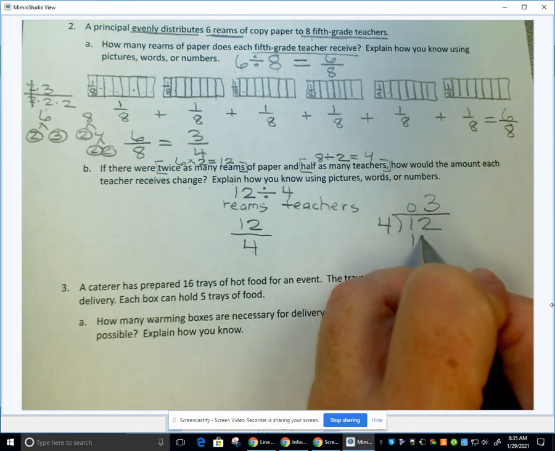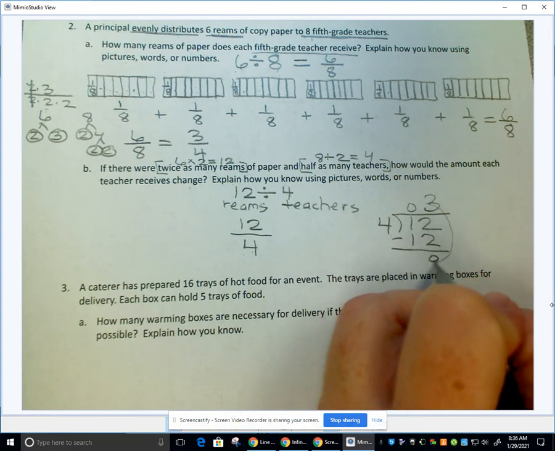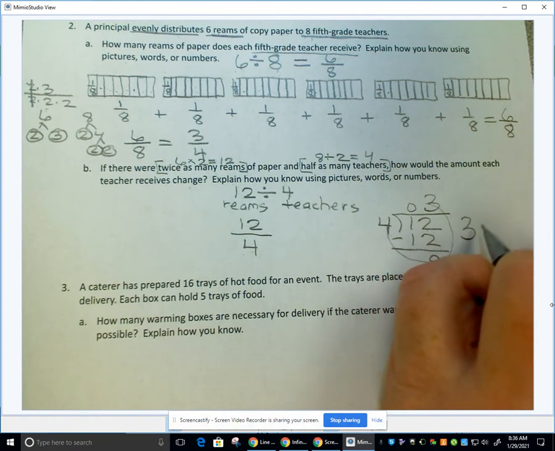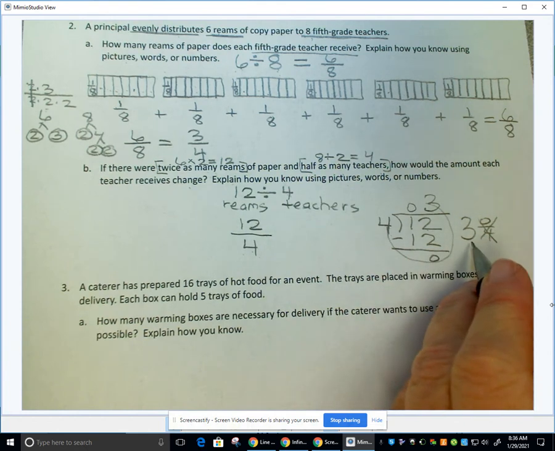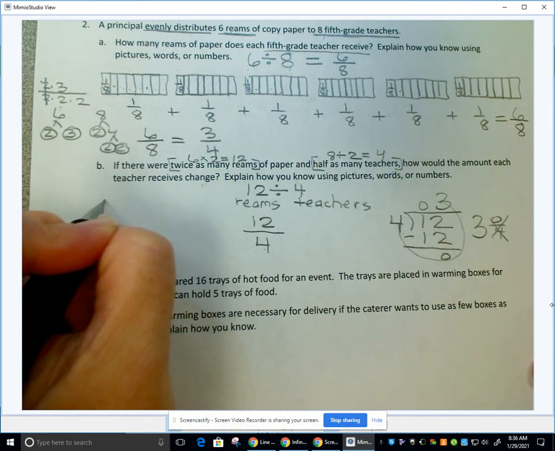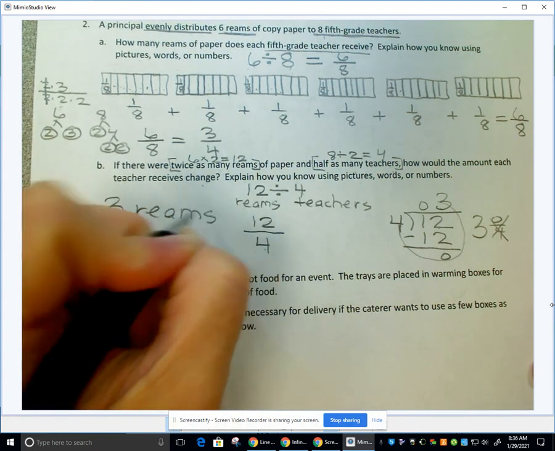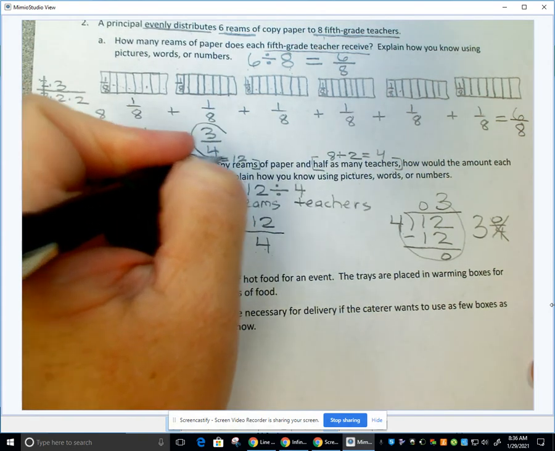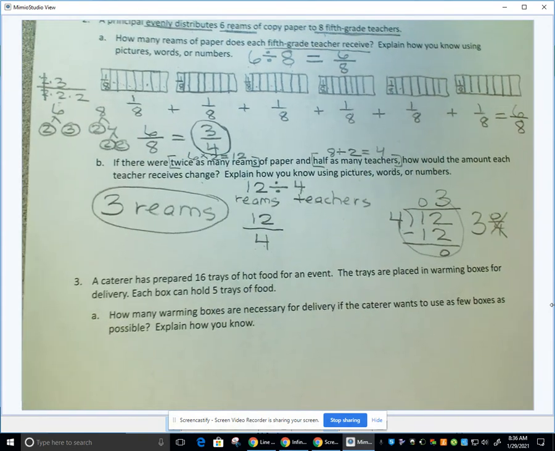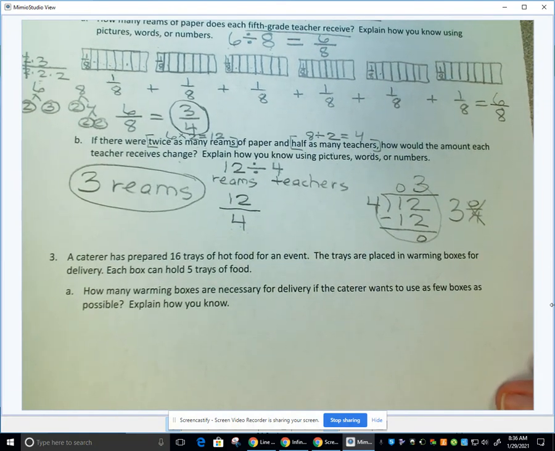3 times 4 is 12. Subtract, 0. 3 and 0 fourths. And we know I won't need this. So the answer is just 3 reams. And I guess I should have circled this answer, shouldn't I? Okay. I hope you're understanding everything okay.